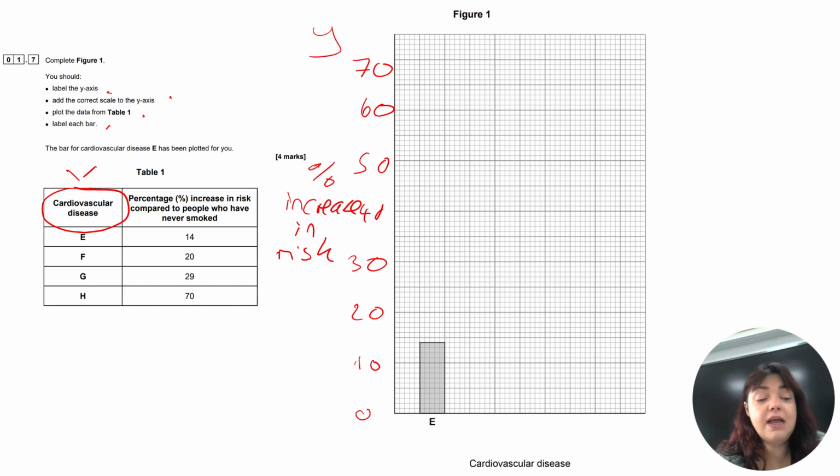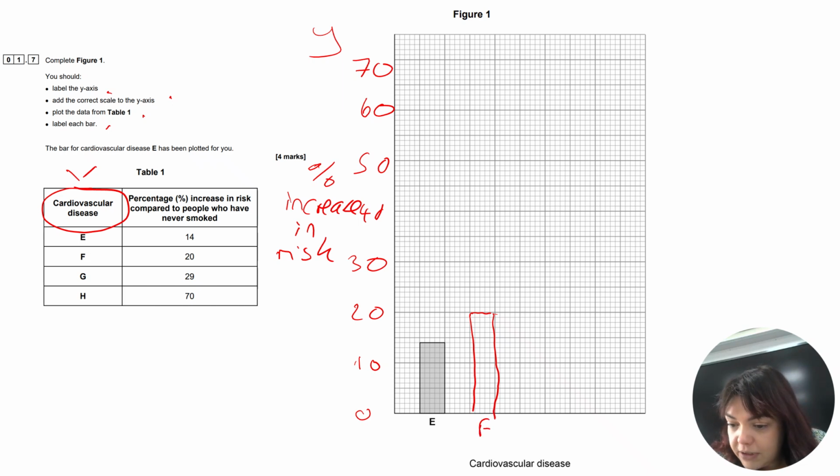Now we have to plot the data from table 1. E's been done for us. So F is going to be at 20. And again, you are going to do this with the ruler and you are going to label it there as F.